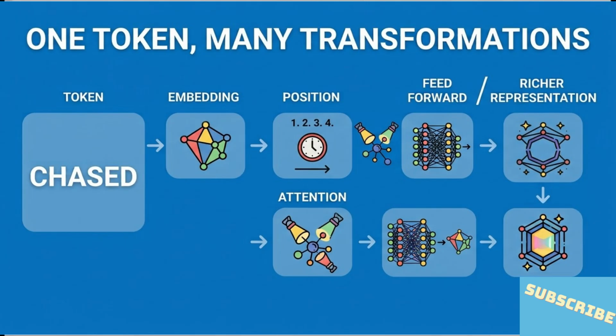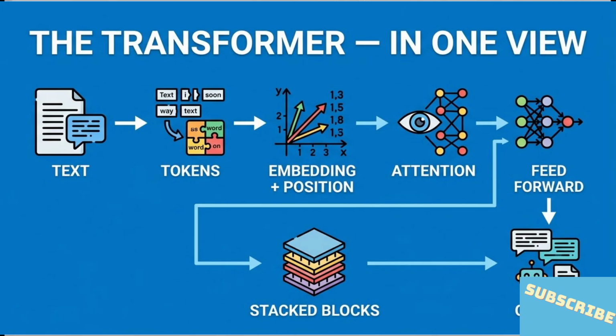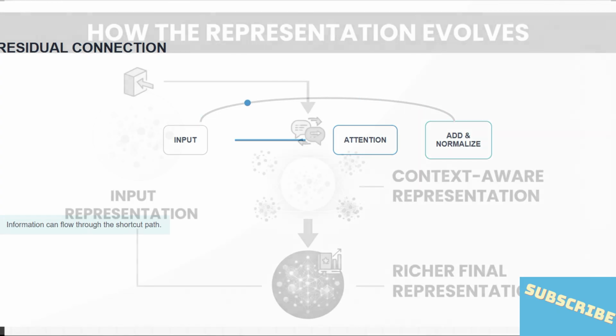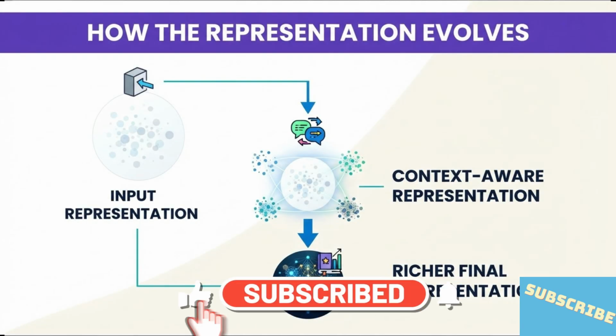Inside every single block, attention helps the model figure out which tokens matter to each other, and the feed-forward network further transforms that information, all stabilized by residual connections and layer normalization. Block after block, the representation gets richer and deeper, resulting in a highly complex final representation. And finally, in a generative model like GPT, that final representation is used to successfully predict the next token.